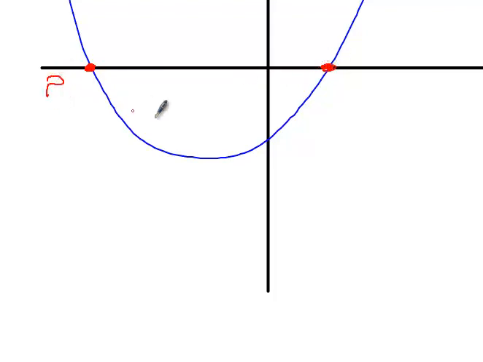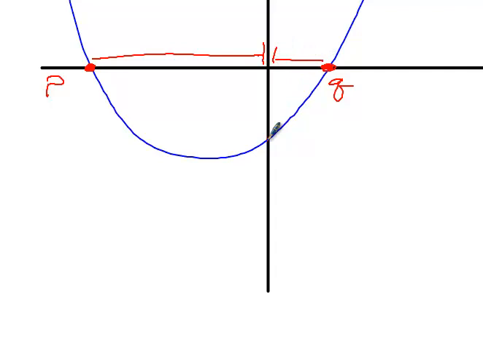So this is going to be a p, this is going to be a q. Now if these are my intercepts, because the graph is symmetrical, the vertex has to be exactly in the middle between p and q. So this is my p distance, this is my q distance, and my vertex is exactly in the middle of those two.